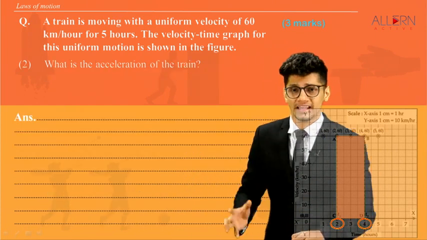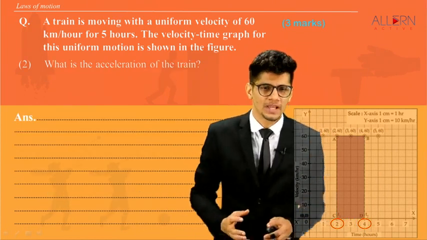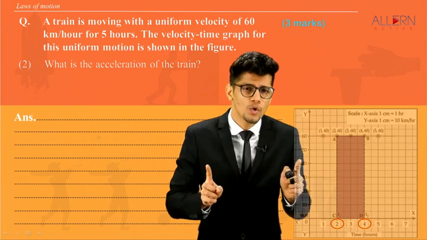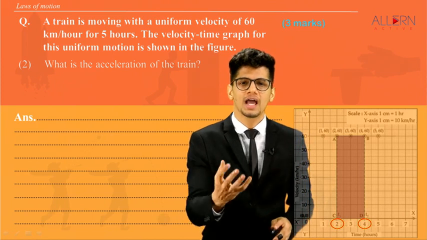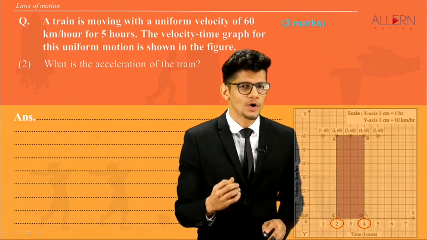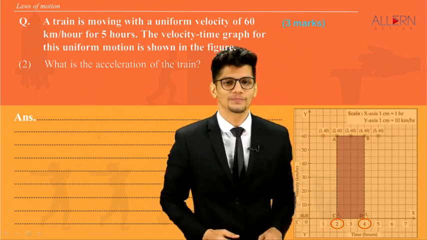Next question, it says what is the acceleration of the train? Now if we just think about this, we know here the velocity is not changing, and since the velocity is not changing, how much would be the acceleration? Obviously the answer would be 0.